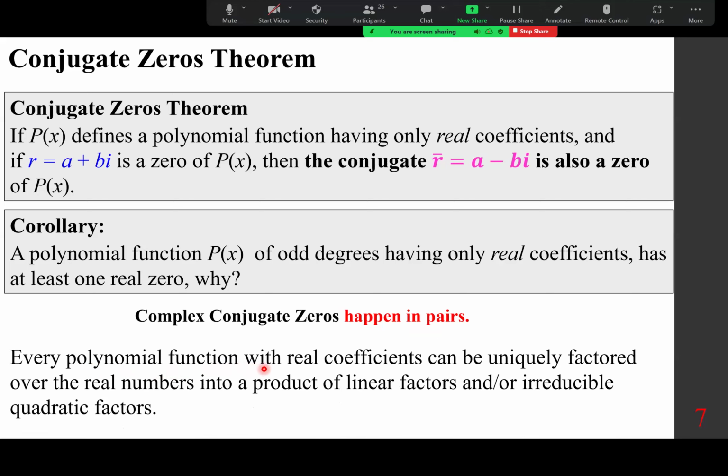Every polynomial function with real coefficients can be uniquely factored over the real numbers into a product of linear factors and/or irreducible quadratic factors. What do we mean by all of that? Let's find out.